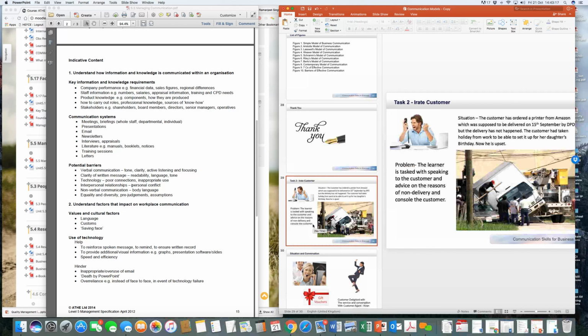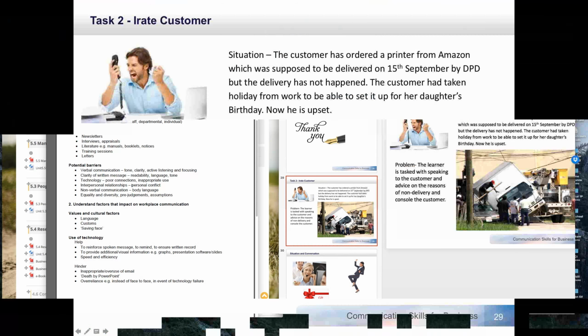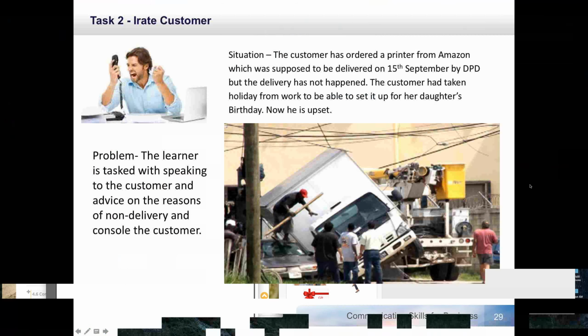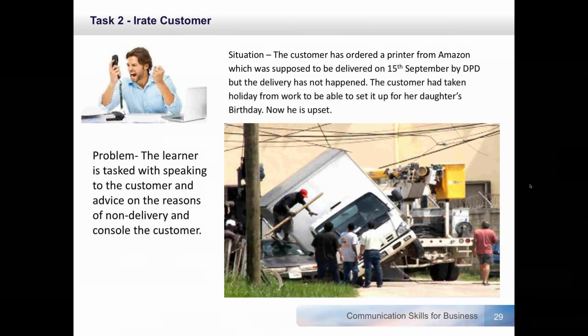That will be an example of rounding it off for that particular task or learning outcome. So in this case, when we look at what we've gone through today, a small case scenario is that here is a customer, a dad, who has taken a day off from the office and has ordered a printer off Amazon, and the printer hasn't arrived. He wants to set it up for his daughter's birthday.